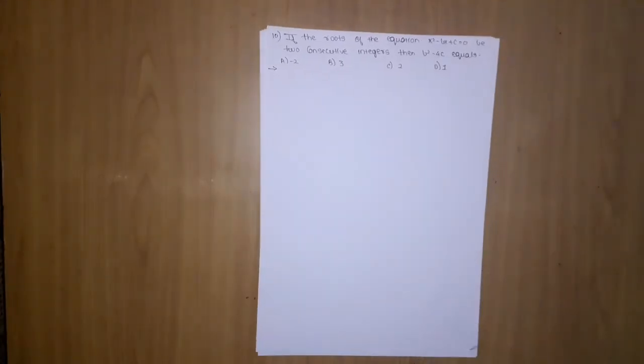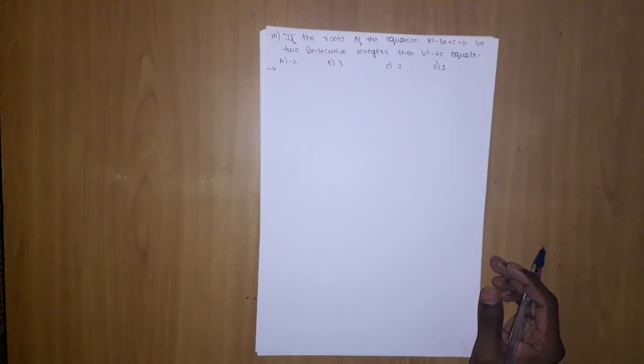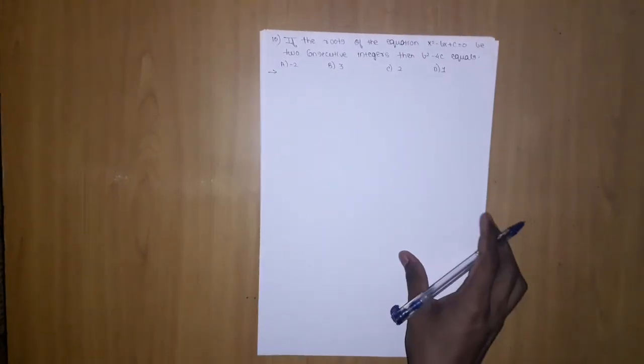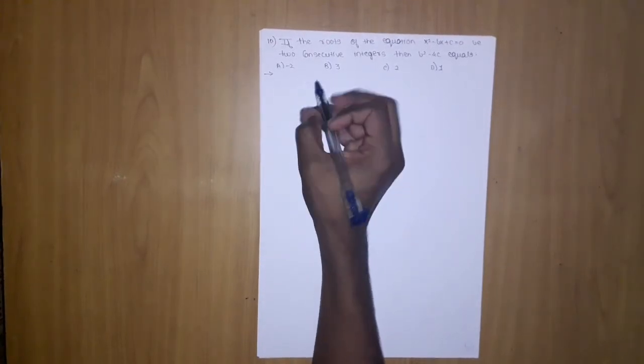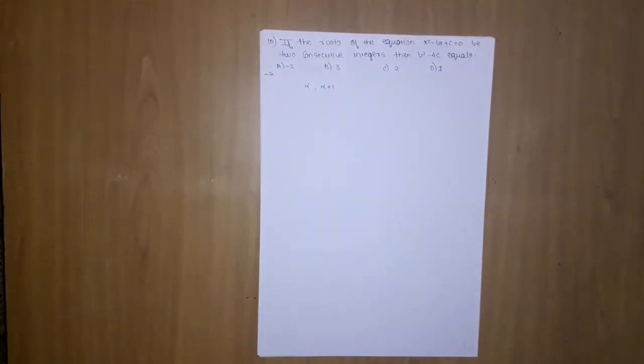This is the next question. Question number 10. If the roots of the equation x square minus bx plus c equal to 0 are two consecutive integers, then b square minus 4ac equals to. Okay, we want to find the value of b square minus 4ac. Now consecutive integers means the roots will be alpha comma alpha plus 1, like this. We can take the roots like this.